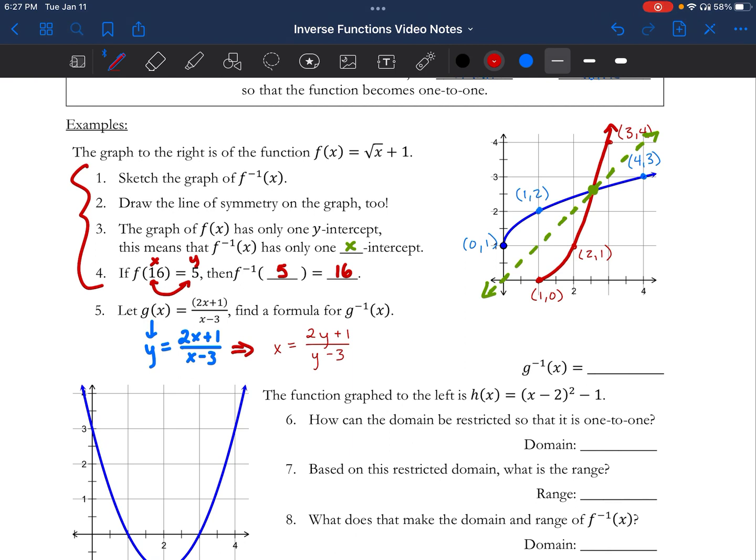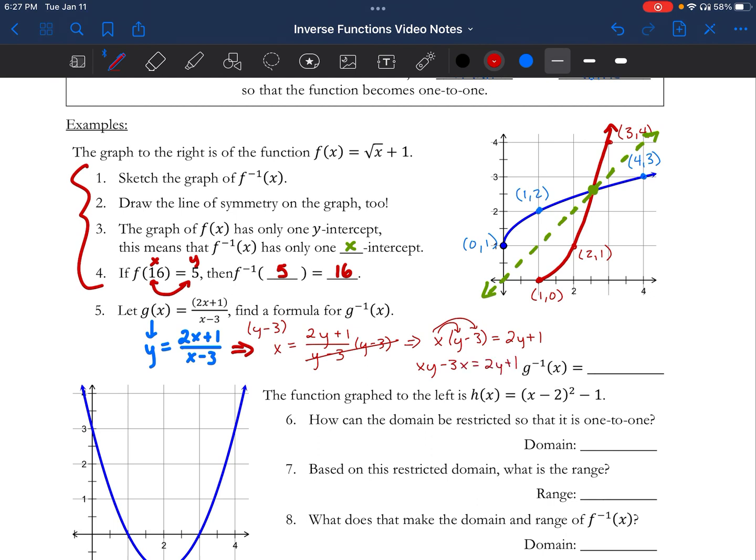Since I've got a fraction currently, I'm going to multiply both sides by that denominator to get rid of that fraction. And that should give me x times (y - 3) equals 2y + 1. I am going to go ahead and distribute that x. So we'll have xy - 3x equals 2y + 1.